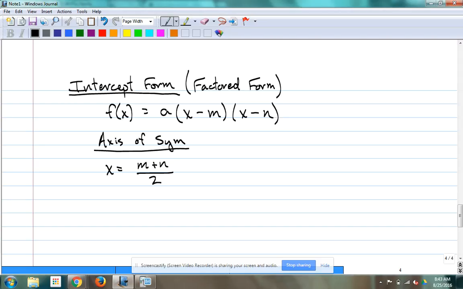And from geometry class, you did a formula called the Midpoint Formula, right? That was just taking half of the sum of the x's and half of the sum of the y's. Well, we're looking for the vertex there. Half of the sum of the x's gets us halfway between the x-intercepts. That's the shortcut to getting the axis of symmetry. And then the vertex has M plus N over 2 as the x value. To find the y value, you're just going to plug that in.